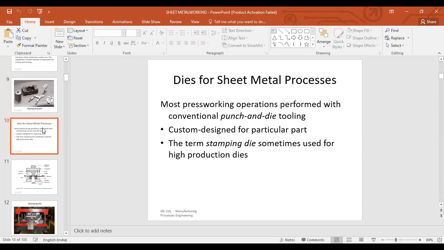The term stamping die is sometimes used for high production dies, right? That is a general convention followed, that for high production, those dies have been traditionally known as stamping dies because they have been made for manufacturing that particular component.